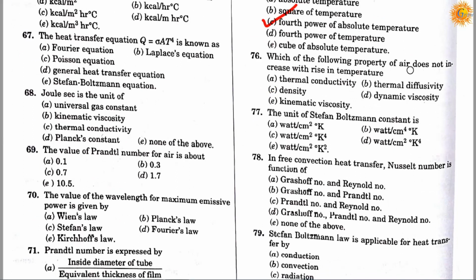Question number 76. Which of the following properties of air does not increase with rise in temperature? Option A, thermal conductivity; option B, thermal diffusivity; option C, density; option D, dynamic viscosity; and option E, kinematic viscosity. Correct answer is C, it's density. So the property of air that does not increase with rise in temperature is density.